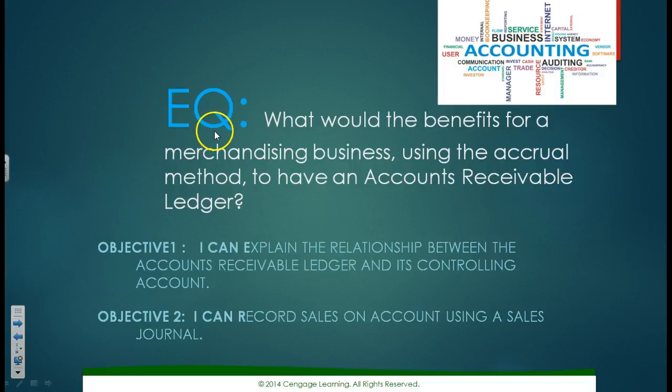As always, there's an essential question for the unit. What would the benefits be for the merchandising business that uses the accrual method to have an accounts receivable ledger? The objective is that at the end of this lesson, you will be able to say, I can explain the relationship between the accounts receivable ledger and its controlling account. The second objective is I can record sales on accounts using the sales journal.